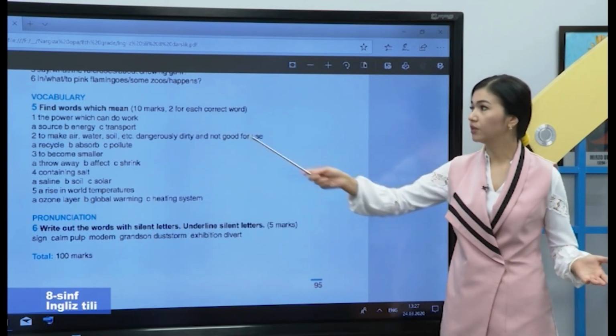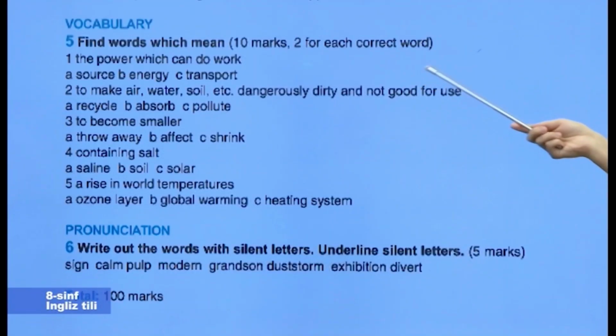So the first one, the power which can do work. Of course, it is power of sun.